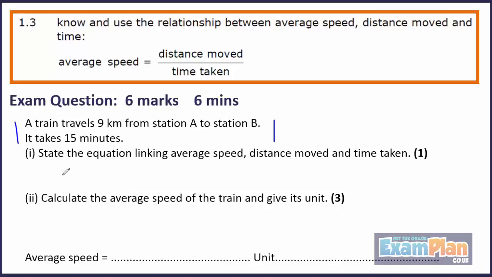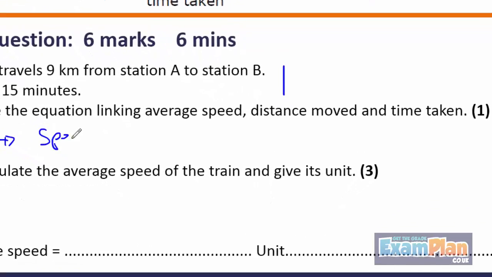State the equation linking average speed, distance moved and time taken. Well, you can see we are being tested on our ability to know and recall the equation. State simply means to write down, so let's do that. Average speed equals distance divided by time. Words are better than symbols here, so there is absolutely no confusion.